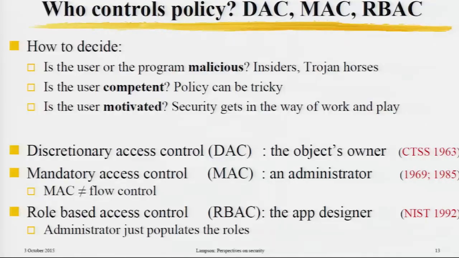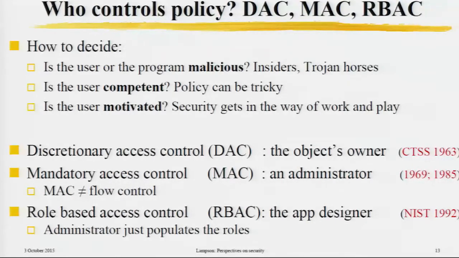Policy. We've talked about what form the policy can take. The other important question about it is who gets to control it? How can you decide this? Well, the natural thing to say is, well, the user should control the policy, because after all, it's the user's data for some value of ownership. That's called discretionary access control. The object's owner gets to decide the policy.